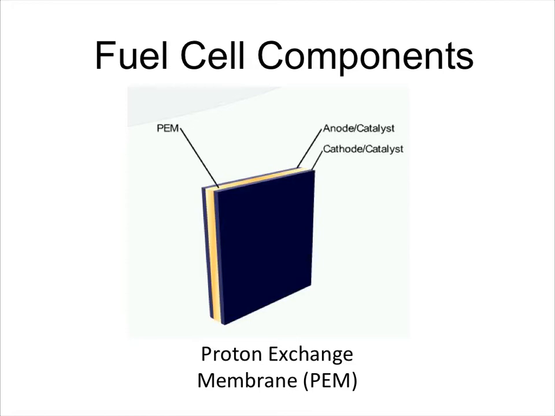The cathode is the electrode at which reduction, or gaining electrons, takes place in a fuel cell. The cathode is composed of platinum particles uniformly supported on carbon particles. The platinum acts as a catalyst, increasing the rate of the reduction process. The cathode is also porous so that oxygen can pass through it.